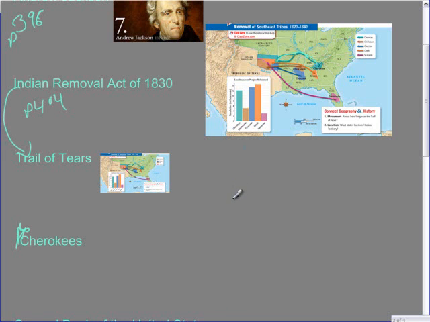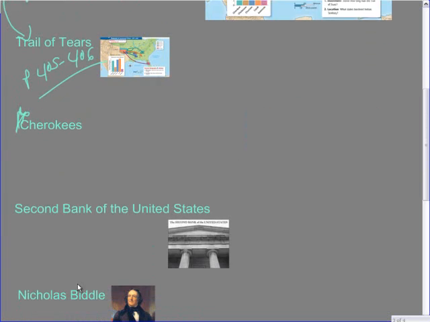Nothing good really comes out of this. So Trail of Tears, page 405 to 406. Read about that. Cherokees are the ones that are most involved there.